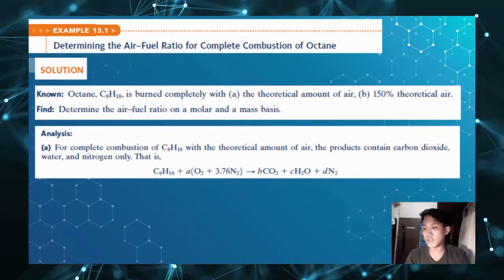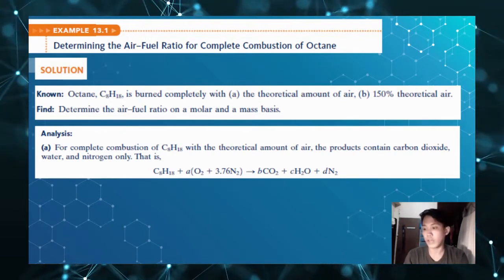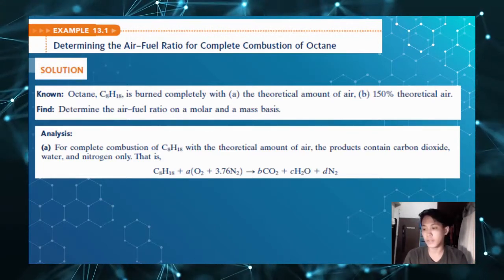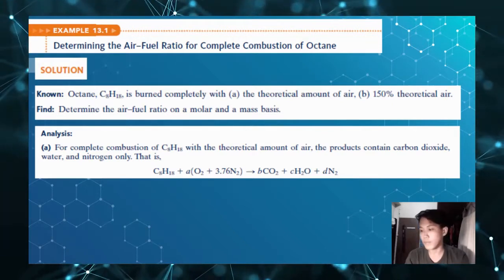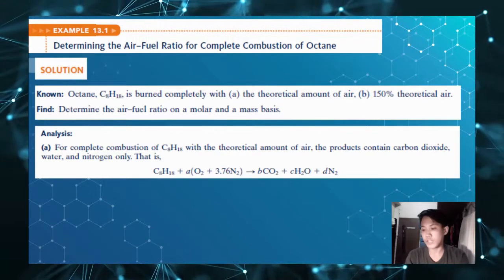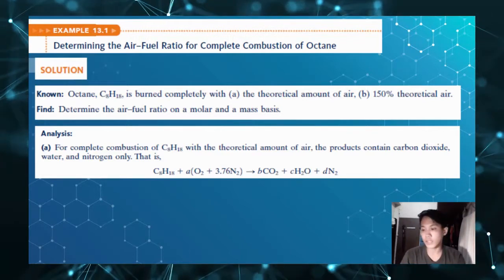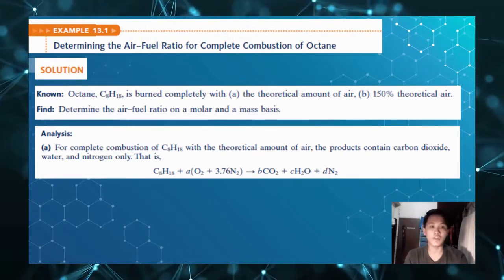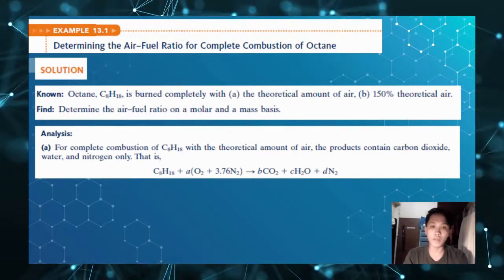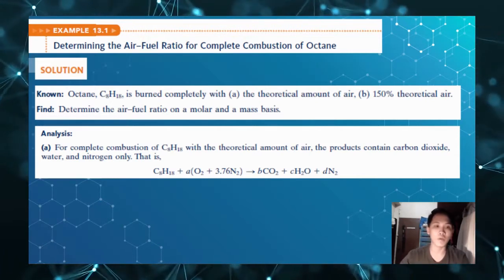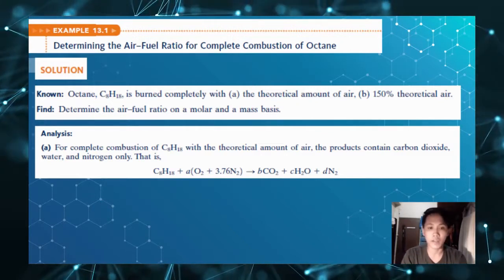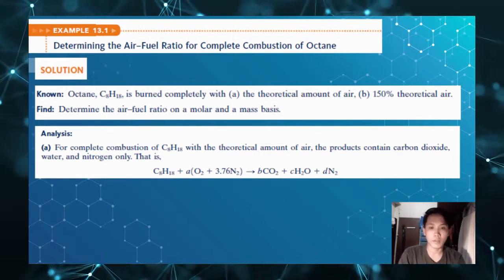The equivalence ratio is the ratio of the actual fuel-air ratio to the fuel-air ratio for complete combustion with a theoretical amount of air. The reactants are said to form a lean mixture when the equivalence ratio is less than unity. When the ratio is greater than unity, the reactants are said to form a rich mixture. Therefore, in this analysis, for complete combustion of octane with a theoretical amount of air, the products contain carbon dioxide, water, and nitrogen only. And you can see this chemical equation, and we will balance this equation.